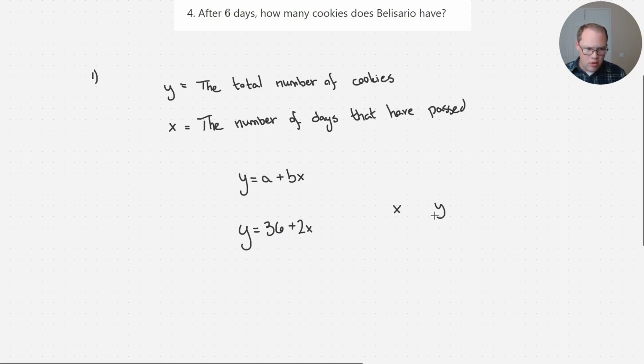So on day 0, he has 36 cookies. On day 1, if we plug that in, we get 36 plus 2 times 1, that's 38. So on day 0, he has 36 cookies. What does he do? He eats some cookies, and now he has 2 more. Well, that doesn't make sense. Okay, what's going on here?